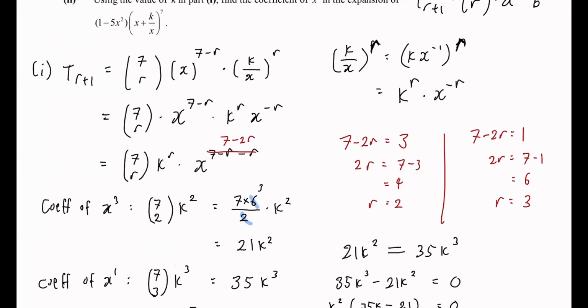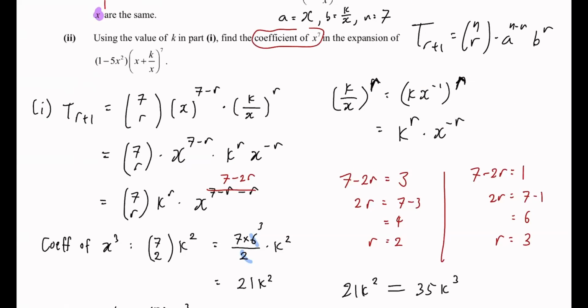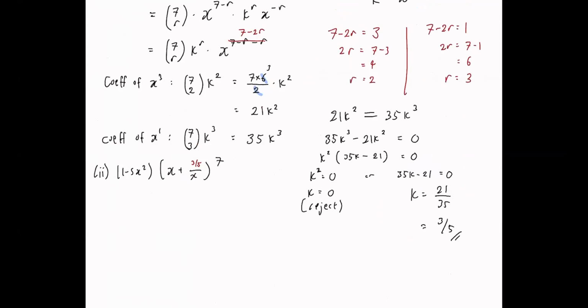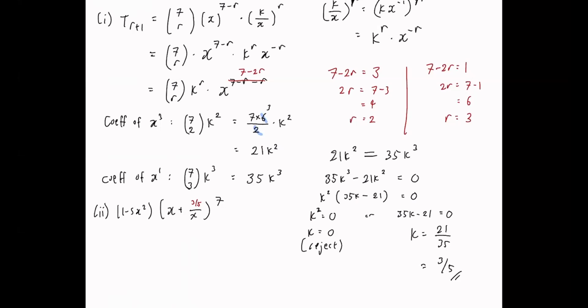You want to find the coefficient of x power 7. Okay, so here, how do you get x power 7? There's a constant here, which is 1 times x power 0. There's a quadratic here, x power 2. How do you get x power 7? You multiply the quadratic with the x power 5, and then you multiply the constant with x power 7. So that means that we actually need the power 5 and the power 7 from part 1.